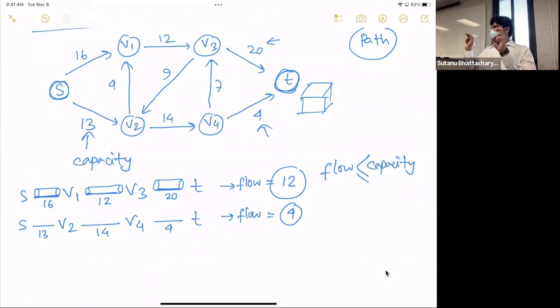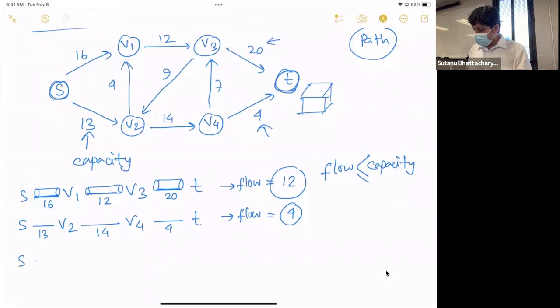So that's the goal. We have used the path S, V1, V3, T, and through that path we supplied 12 gallon. And we used S, V2, V4, T, this path, and we supplied 4 gallon of water. Is it the maximum, or can we use some other path to send another amount of water? Great. So S, V2, V4, V3, T, right?